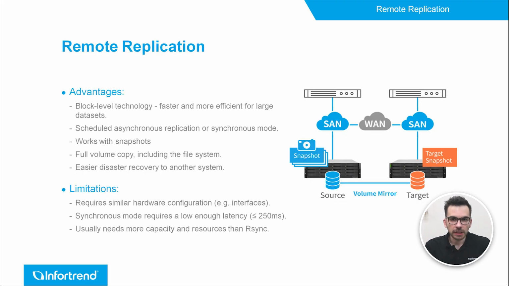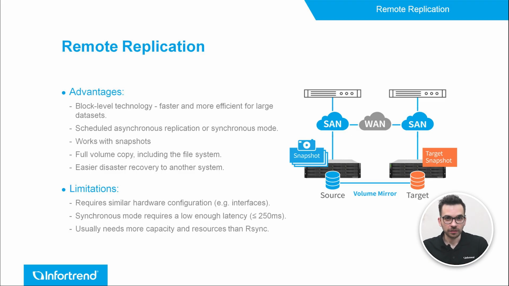The second option is remote replication. It is more advanced compared to Rsync. It offers higher throughput, allows setting up synchronous replication, works with both file and block level volumes, and supports both snapshots and failover. InfoTrend remote replication is exclusive to InfoTrend storage systems and requires the purchase of a license for each system that you are planning to include in a replication pair. Pairs can work as one-to-one, one-to-many, and many-to-one as well.